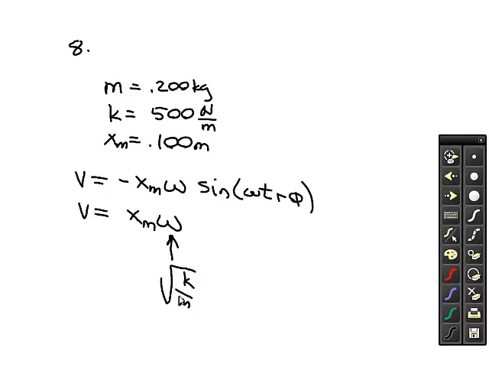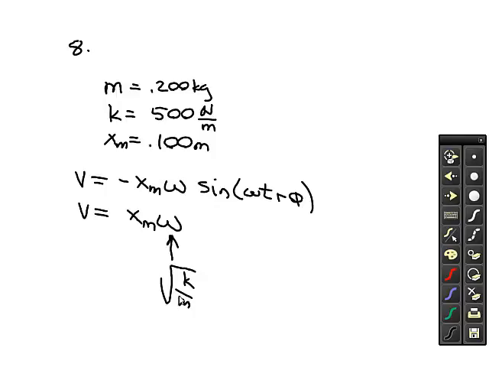Number 9. A 0.25 kilogram block oscillates on the end of a spring with a spring constant of 200 newtons per meter. If the oscillation is started by elongating the spring 0.15 meters and giving the block a speed of 3 meters per second, what's the amplitude of oscillation? Okay, so what's going on here? This is a little weird. You have to kind of visualize what they're doing.